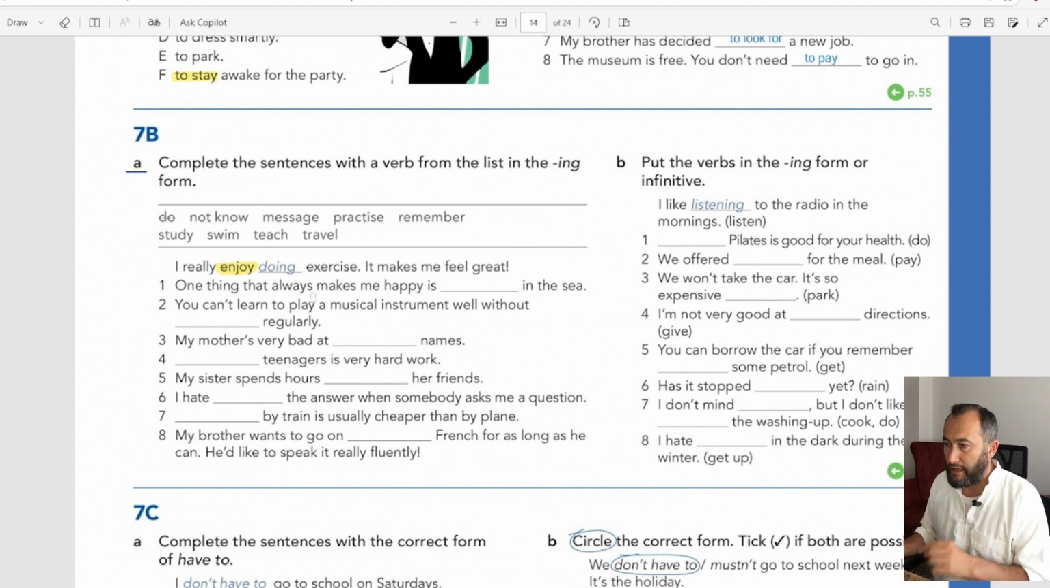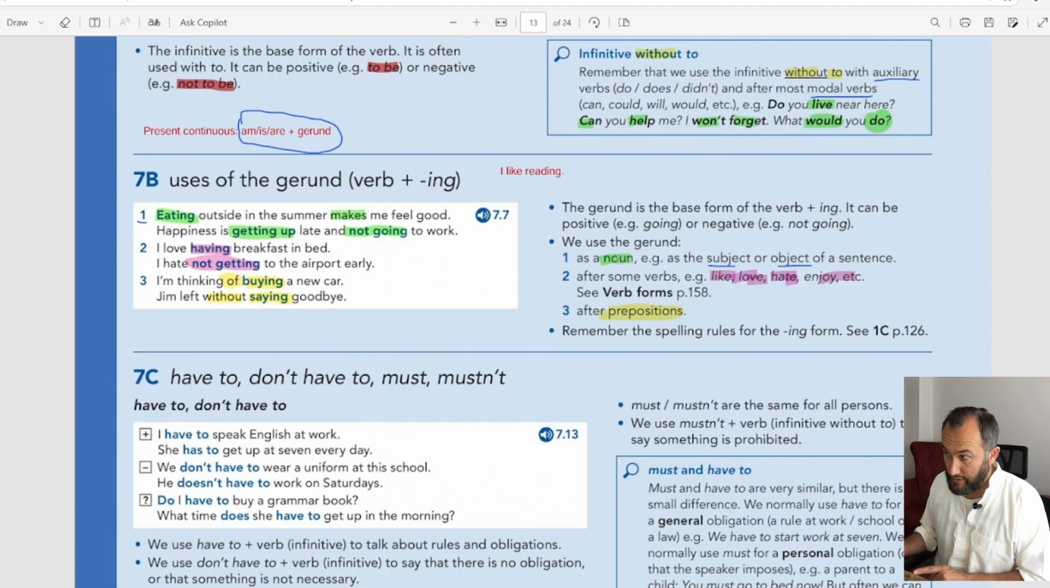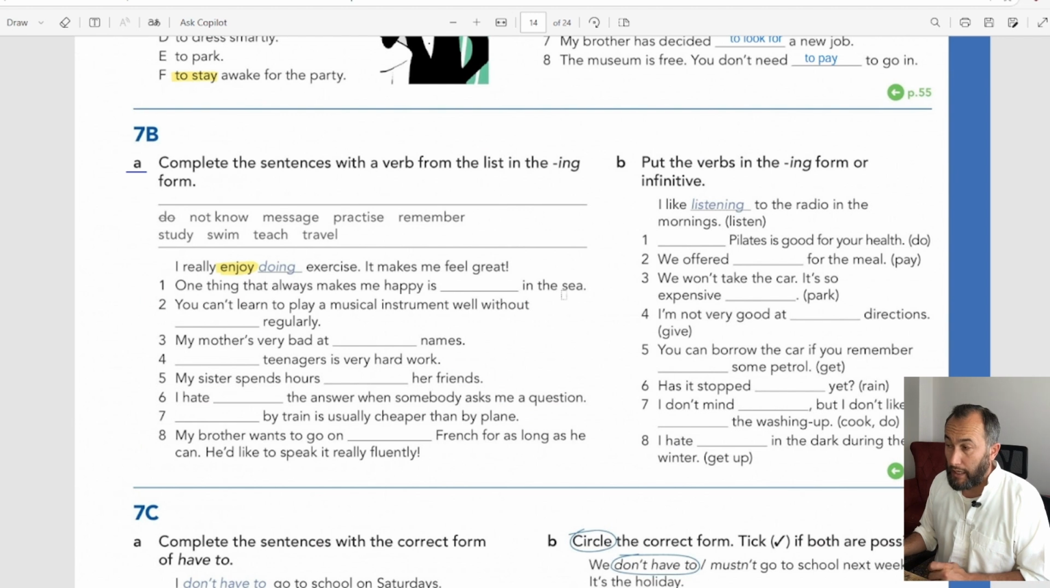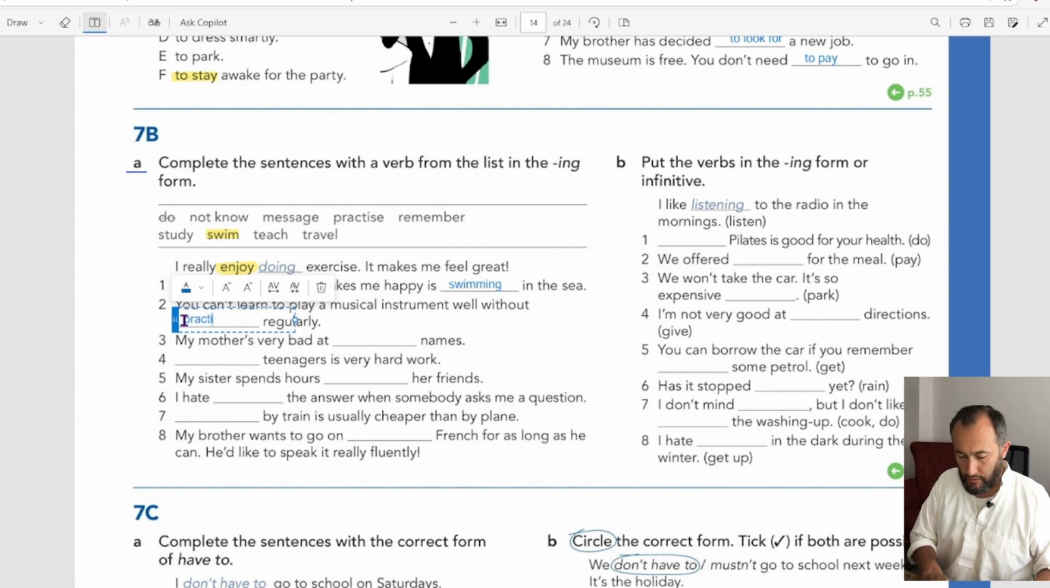Number 1, one thing that always makes me happy is, this is rule number 1, as noun. So that will be swimming. Swimming in the sea. We are using gerund as noun. Number 2, you can't learn to play a musical instrument well without. This is rule number 3. Without is a preposition. So after a preposition we use gerund: without practicing properly.